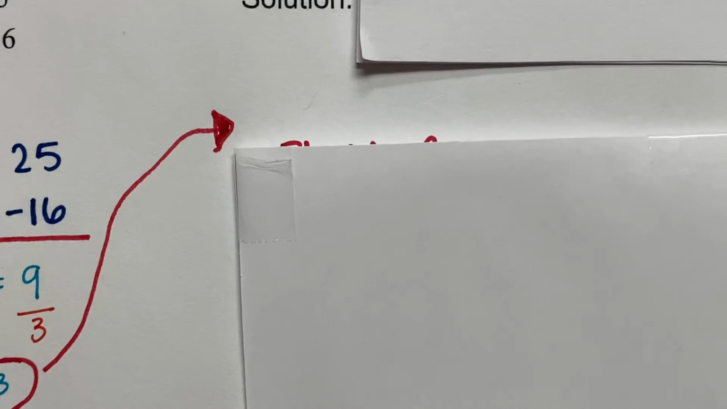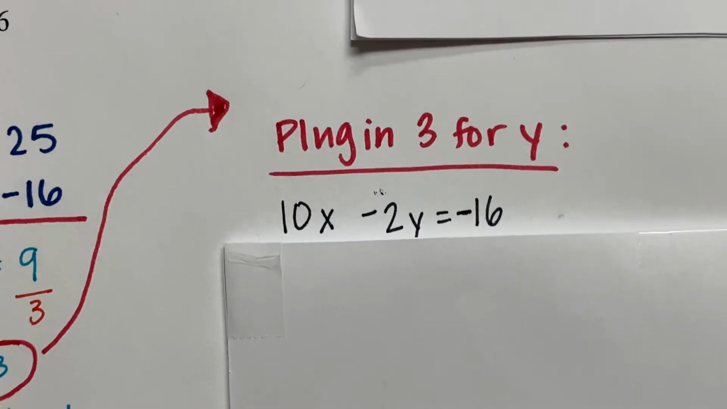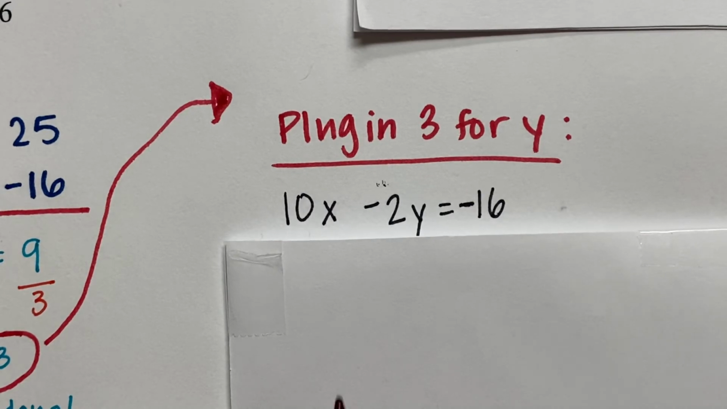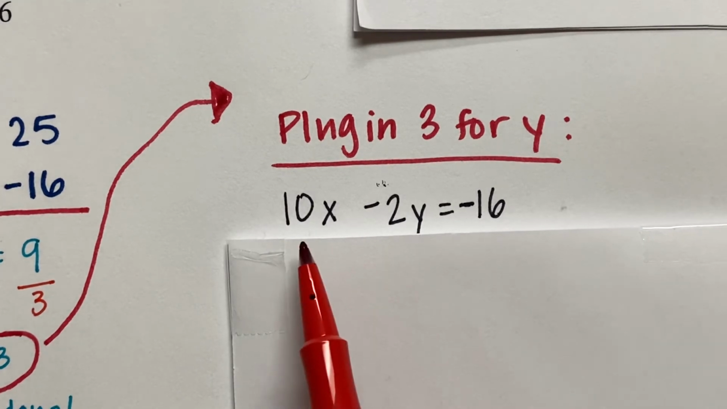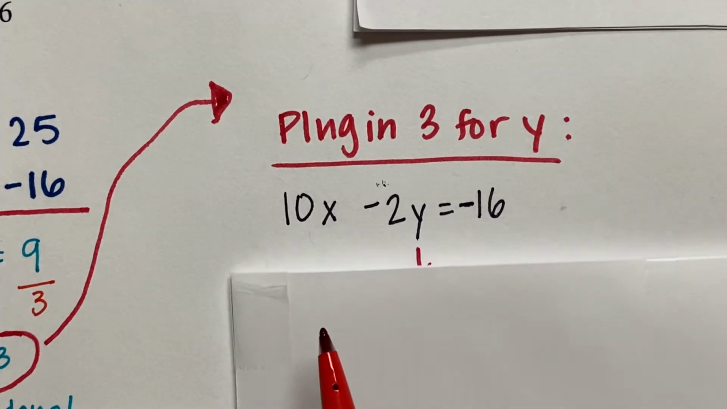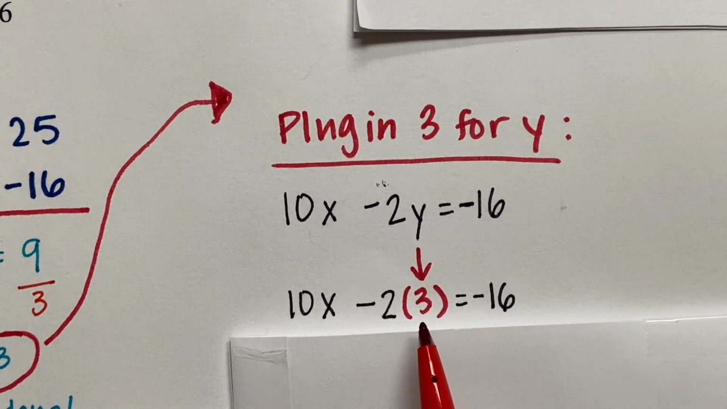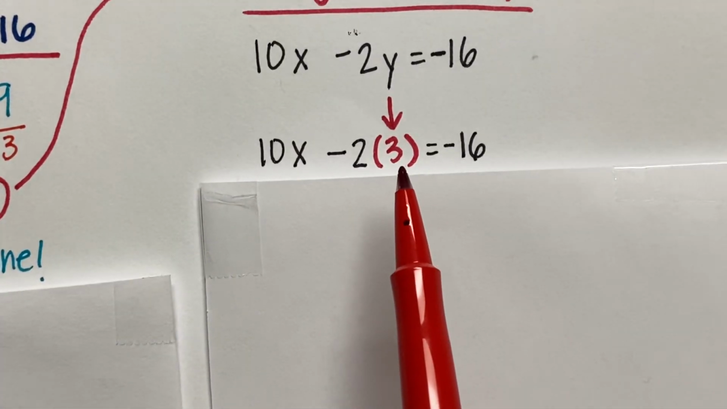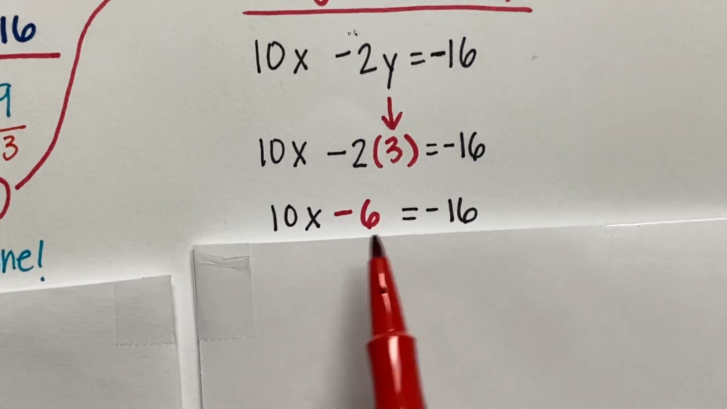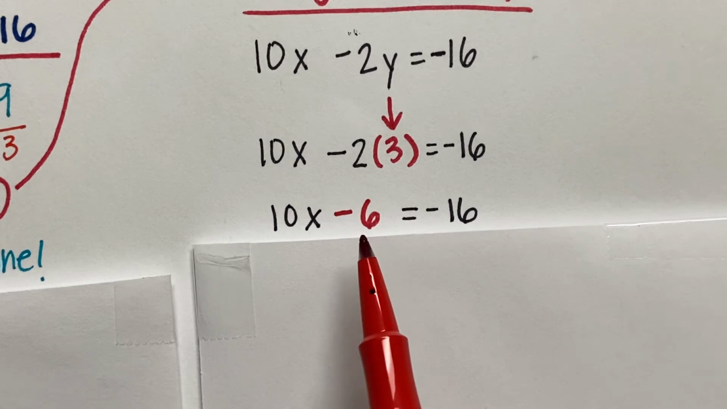So over here off to the right, I'm going to show the work. You're going to plug in 3 for y, and so I chose 10x minus 2y equals negative 16. If I'm plugging in 3 for y, I need to use parentheses. I can't do anything with 10x, so I'm going to bring it straight down. So 10x minus 2, instead of y, I substitute in 3, equals negative 16. From here, I need to simplify and get rid of the parentheses. I'm multiplying negative 2 with 3, so bring down your 10x, minus 6 equals negative 16. Negative 2 times 3 is negative 6.